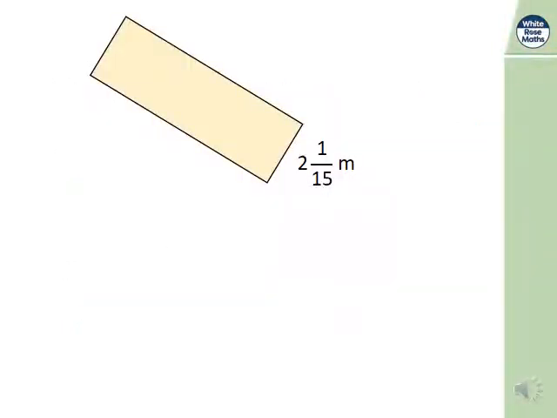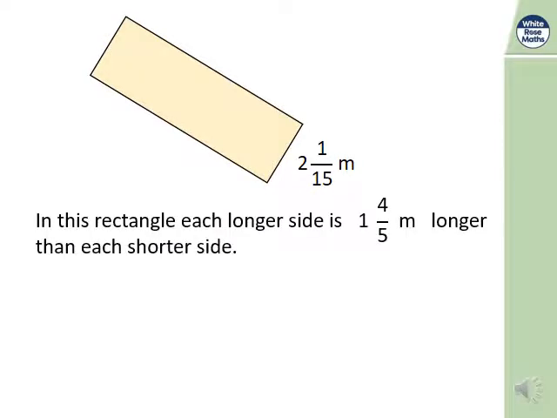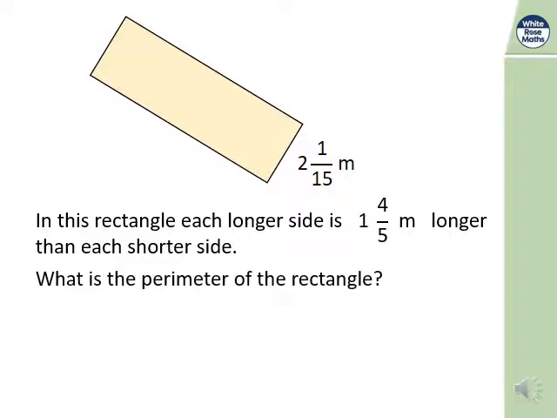Okay, we're going to look at this question together now. And we've got a rectangle. This rectangle says each longer side is 1 4/5 of a meter longer than each shorter side. And you need to work out what is the perimeter of the rectangle. So I'm going to give you a bit of time to pause and have a go at this question yourself, and then we'll look at it together.